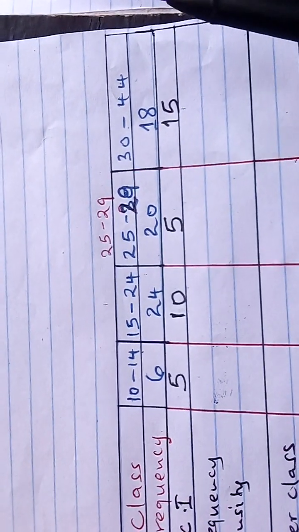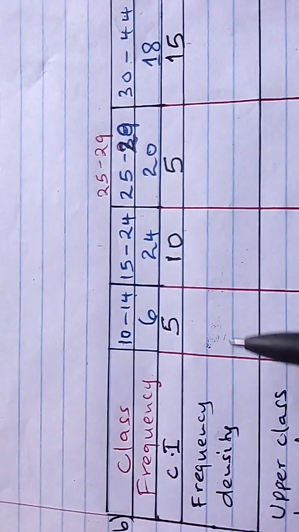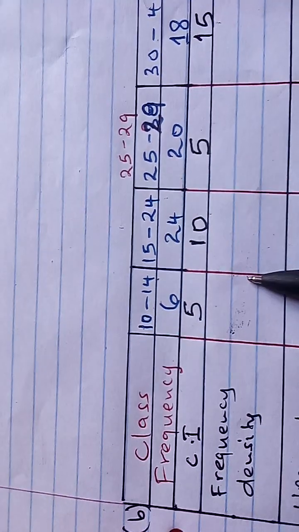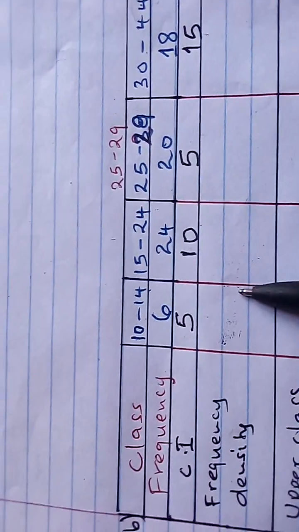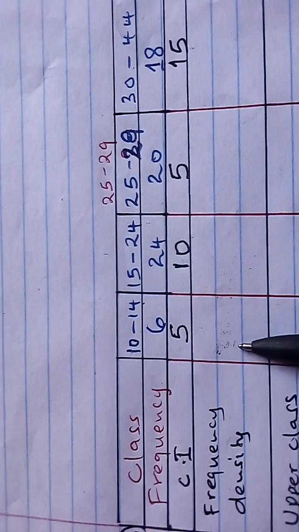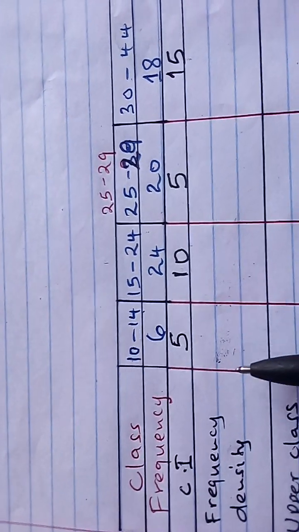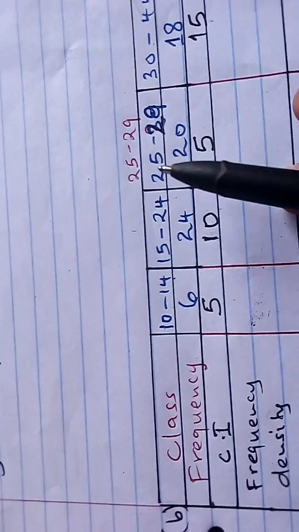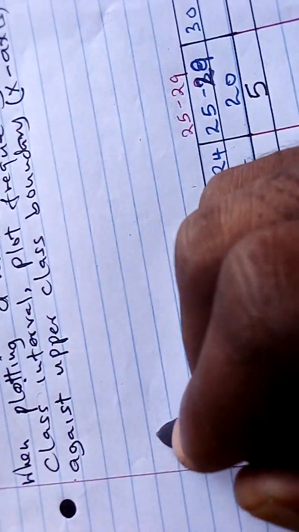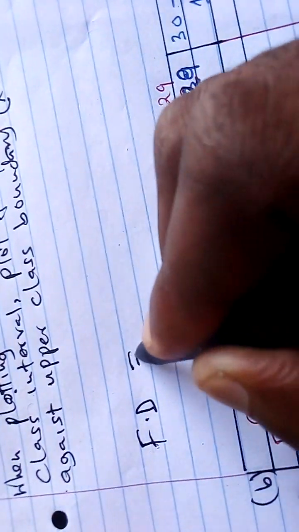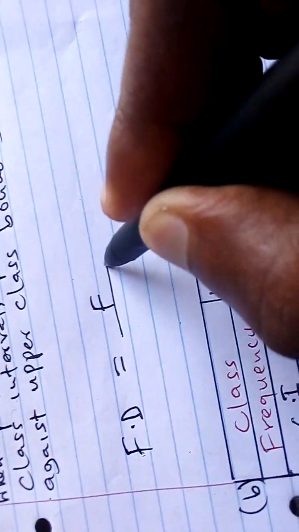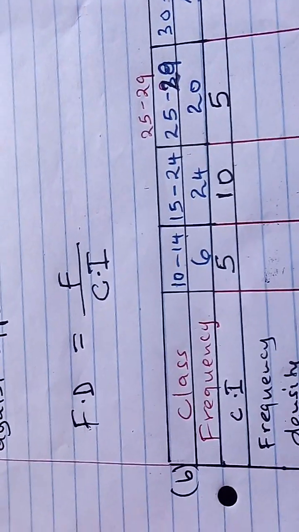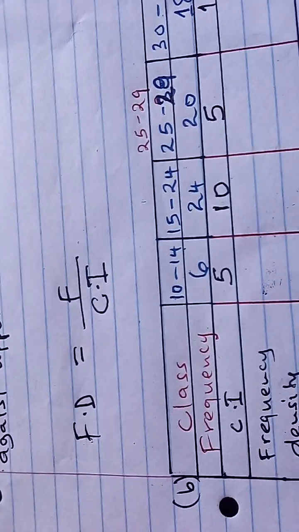So for this one, you need to calculate frequency density, because here you cannot plot frequency against the upper class boundary. Instead, you are going to plot frequency density against the upper class boundary. So you need to calculate frequency density. Frequency density is given by frequency over class interval. So that's how we get it.